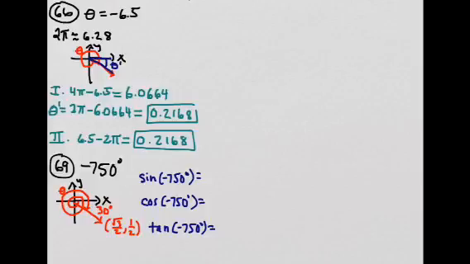Like I tell you guys in class, I just go to the unit circle and, oops, I missed the negative right here, and just write the coordinates down for the angle. In this case, it would be 330 degrees. So sine of negative 750 is negative 1/2 because that's my y. Cosine of negative 750 is radical 3 over 2 because that's my x. And tangent of negative 750 is negative 1 over radical 3, which is negative radical 3 over 3.